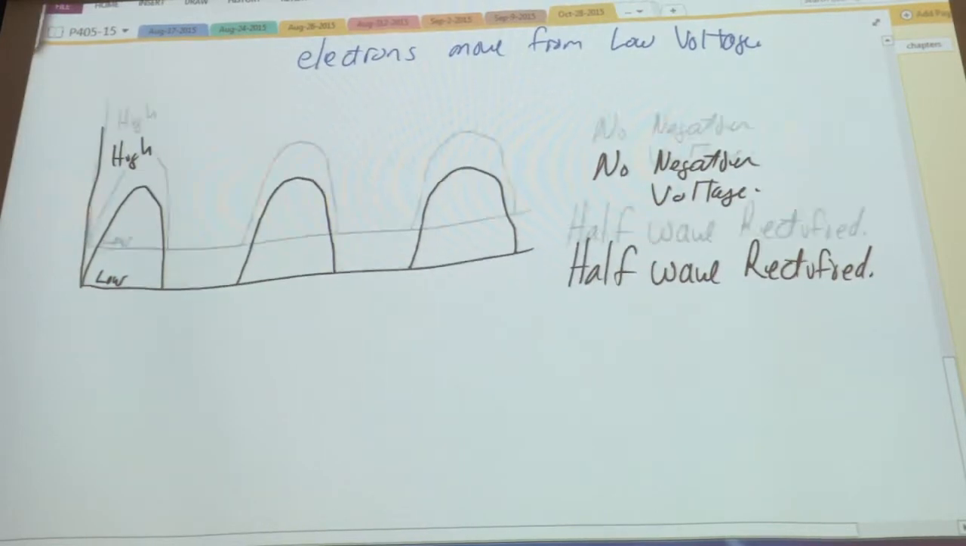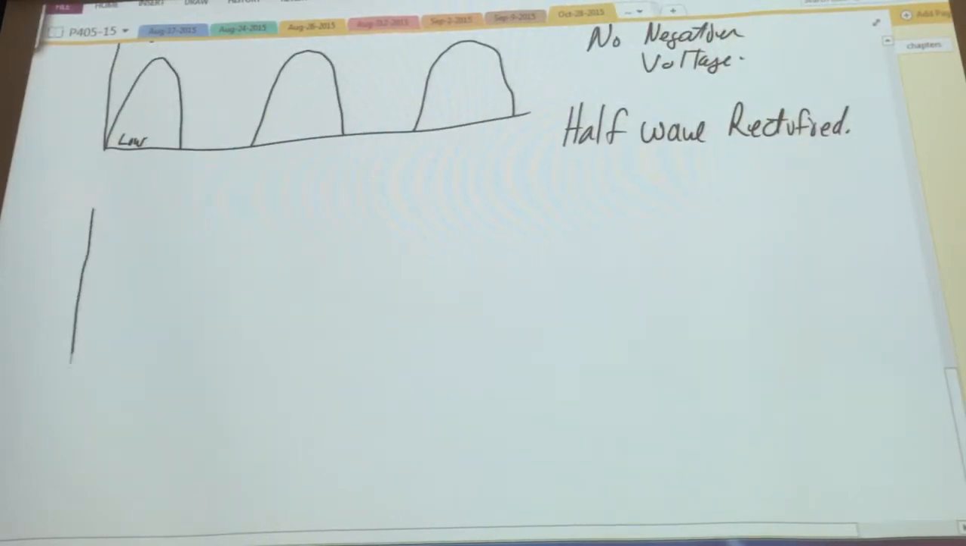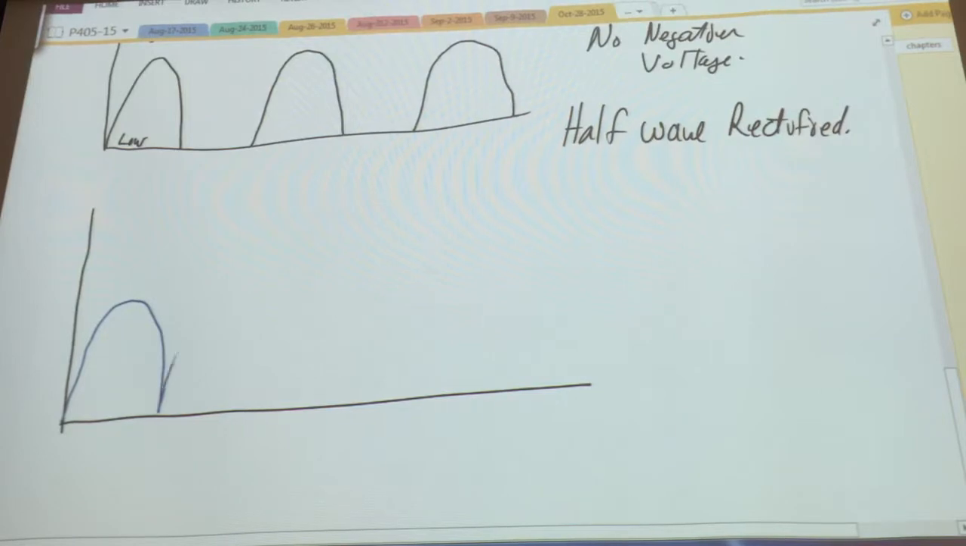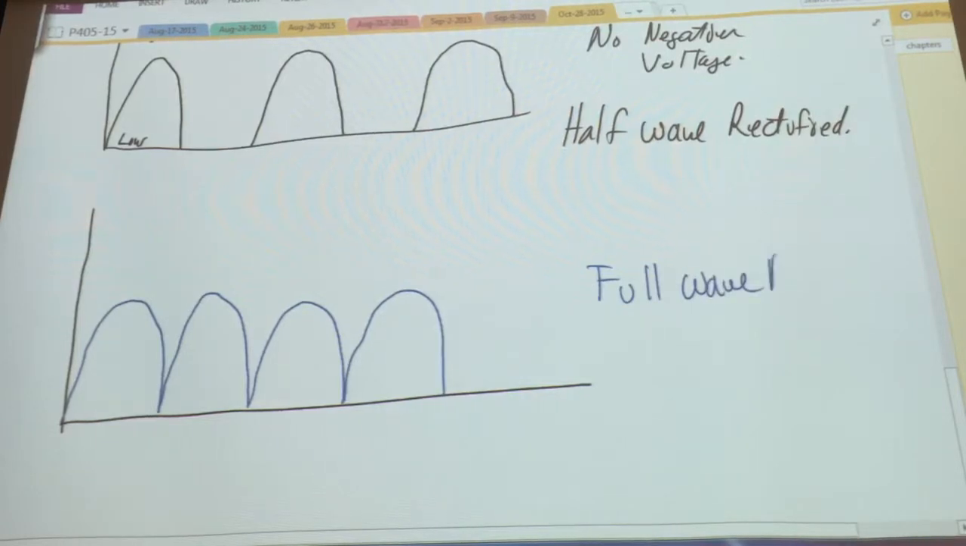Then a little bit later on, somebody figured out, but wait, we don't want to just throw away that other stuff. With a little bit of engineering, they could flip it over. So now we have full wave rectified. This is voltage and this is time. So we've fixed our waveform with something called a rectifier.